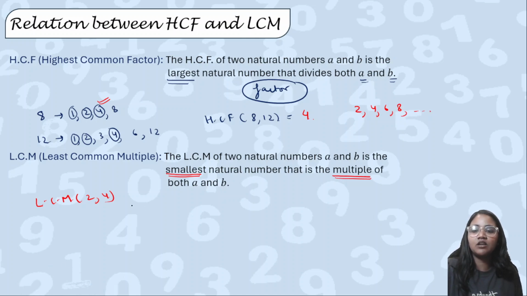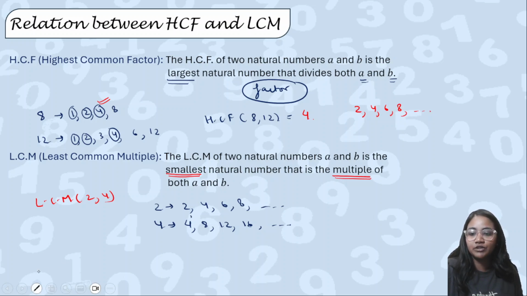If I write the multiples of 2, I have 2, 4, 6, 8 and so on. If I write the multiples of 4, what are the multiples of 4? 4, 8, 12, 16 and so on. So now what is LCM? The least or the smallest natural number which is a multiple. If you can see, this is the smallest natural number which is a multiple. You can see here clearly, it is 4, right? 4 comes in both and it is the smallest.